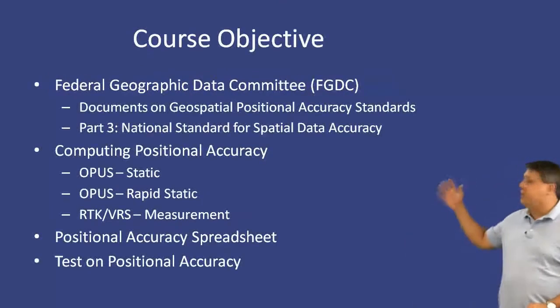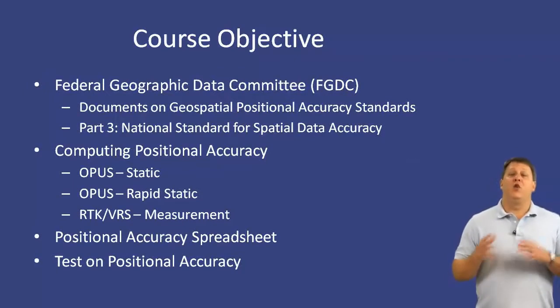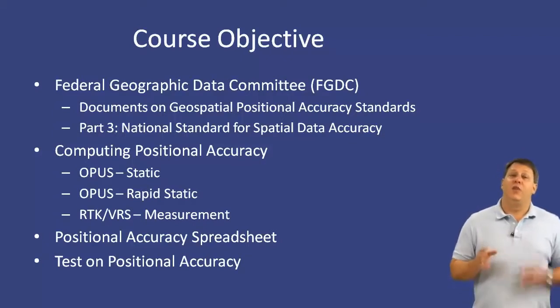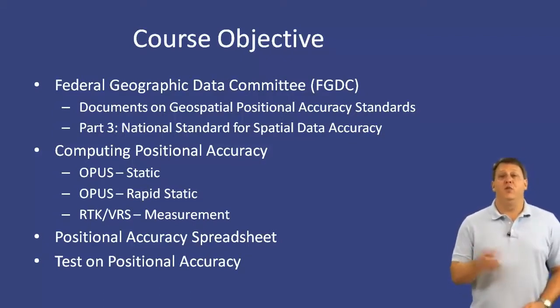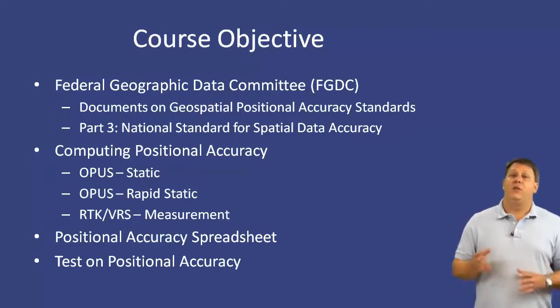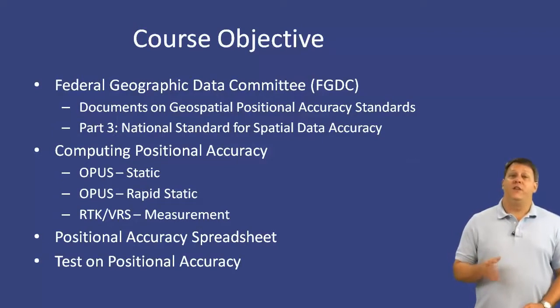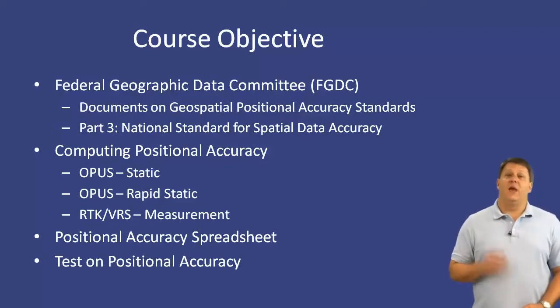Our course objectives. First, we're going to start by going over a document from the Federal Geographic Data Committee, or FGDC. We're specifically going to concentrate on Part 3, the National Standards for Spatial Data Accuracy. This is where we get the formulas to compute positional accuracy. With the formulas out of the way, we're then going to show you how to compute positional accuracy from OPUS static reports, OPUS rapid static reports, RTK base and rover surveys, and also VRS surveys.